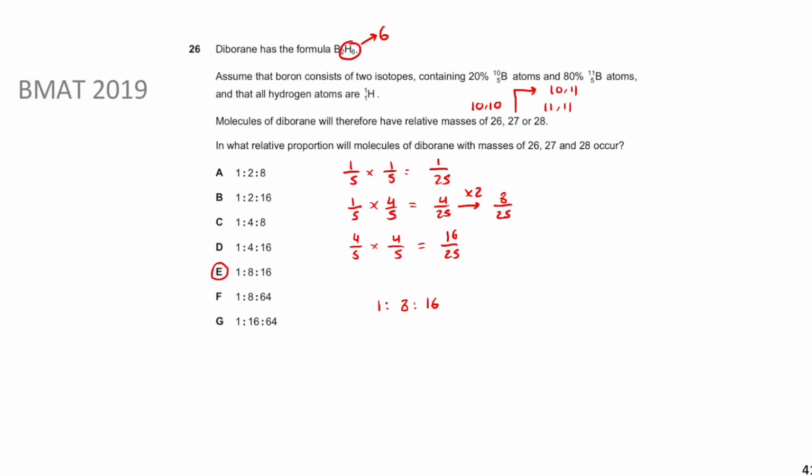All right, guys. So previously, we were looking at this question to do with diboron, question 26 of BMAT 2019. Hopefully, guys, this was more of a maths question, I would say, rather than a chemistry question. But hopefully, guys, that has made sense. If you want more practice with this, guys, there's videos out there which I've done on probability, which might also be worth looking at, which might help you with this whole idea of combinations and stuff like that.